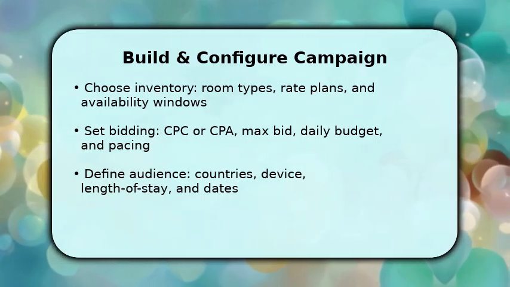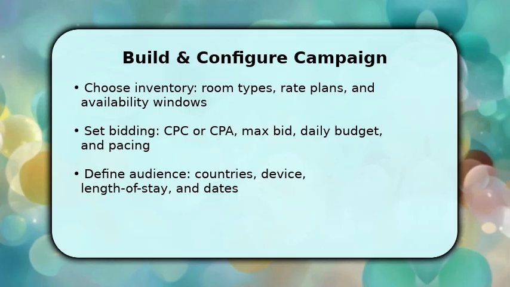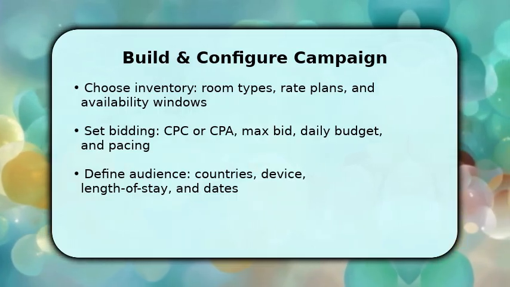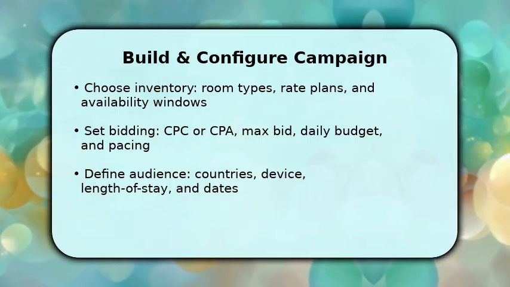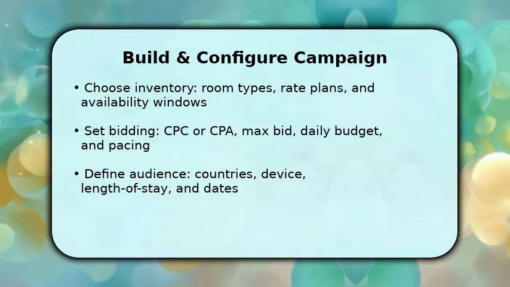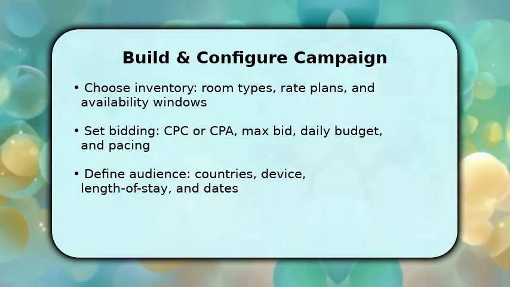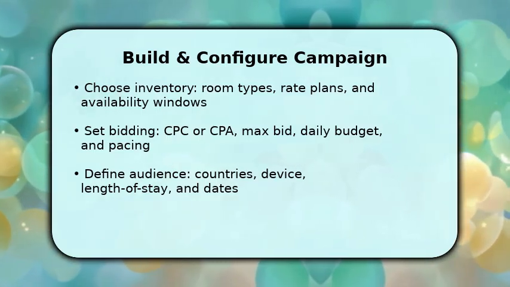Then layer targeting: geography, devices, traveler length of stay, and booking lead time to reach the right guests. Upload creative, headline, description, and high-quality photos. Once these elements are combined, Booking.com will start matching inventory to demand.